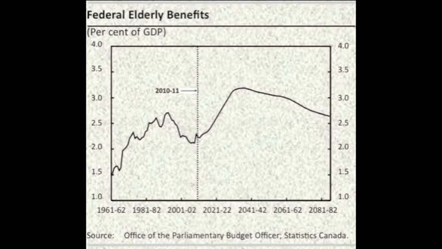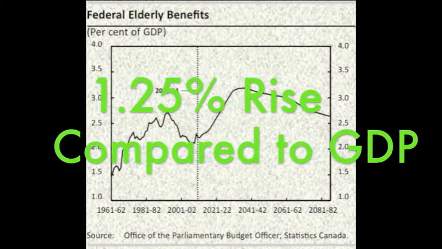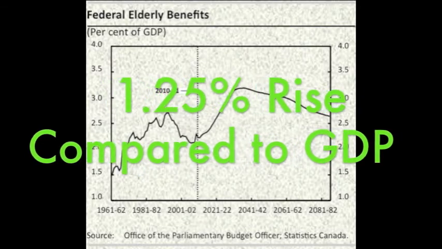Take elderly benefits, for example. This chart here shows elderly benefits as a percentage of GDP. Today, elderly benefits provided by the government are 2.25% of total GDP. They're expected to rise steadily until 2035 and peak at 3.5%.